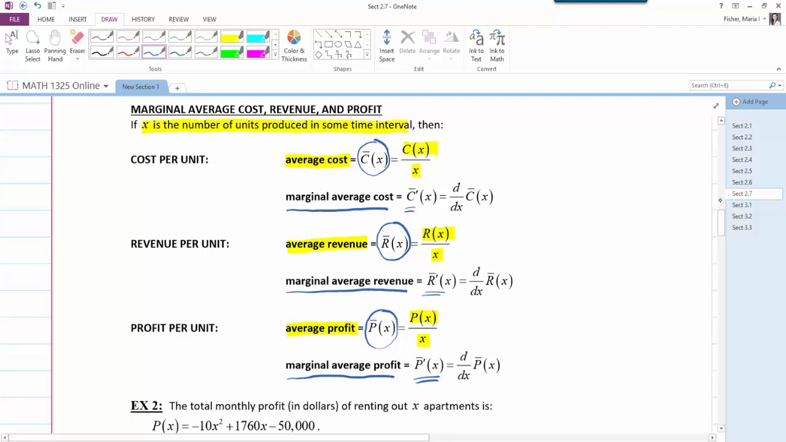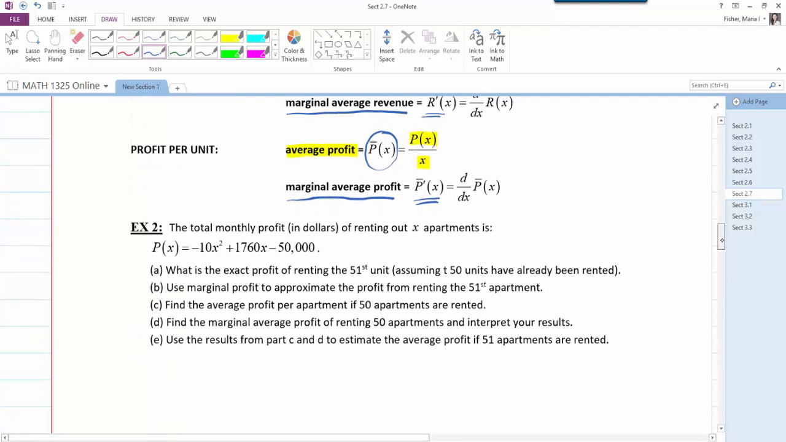So let's look at example 2. Example 2 says that the total monthly profit in dollars of renting out x apartments is this given function. What is the exact profit of renting out the 51st unit? So exact profit, well, we know how to do that. That's exact profit from before. So we're thinking delta y in our heads. So we need to figure out what is P of 51 and what is P of 50, and then we subtract those values from each other.